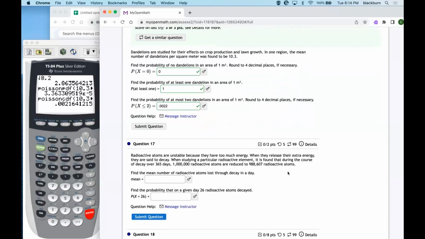Radioactive atoms are unstable because they have too much energy. When they release their extra energy, they are said to decay. When studying a particular radioactive element, it is found that during the course of decay over 365 days, so that's your time frame, 1 million radioactive atoms are reduced to 988,607 radioactive atoms. Find the mean number of radioactive atoms lost through decay in a day. All right, so for a mean number in a day, we would actually do 1 million.